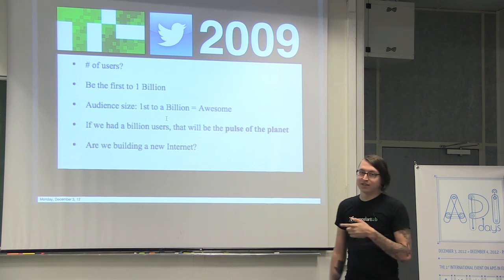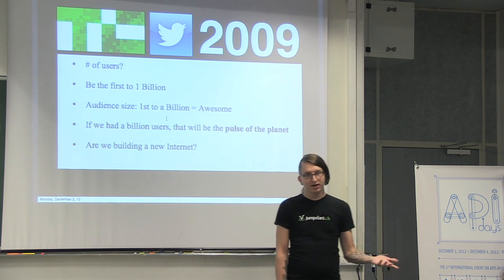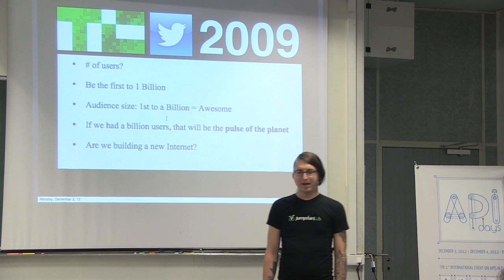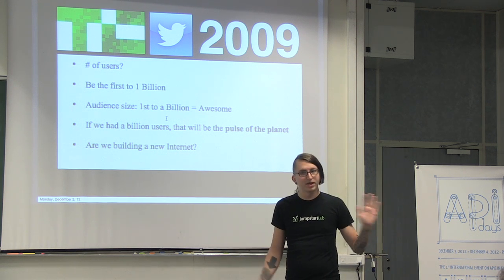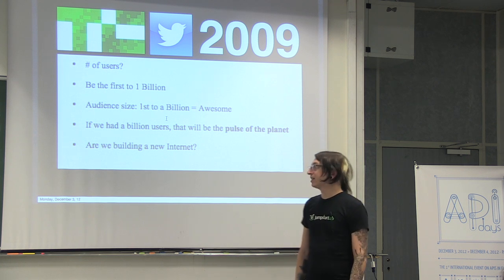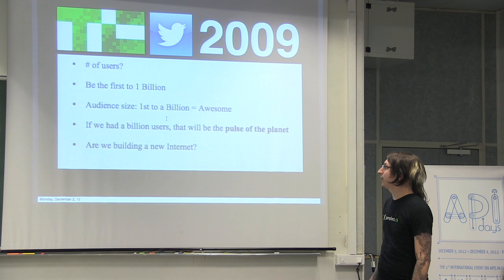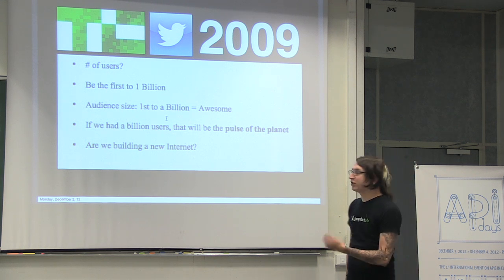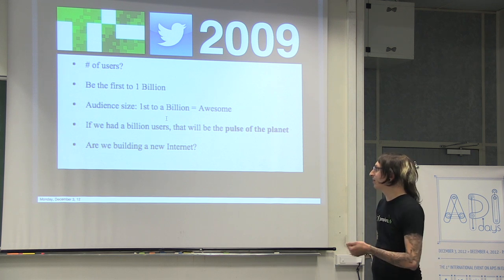In 2009, some people inside of Twitter leaked internal documents to TechCrunch. Or maybe they did it on purpose for marketing, whatever. But the point is that TechCrunch came into control of some documents. And this is the stuff that they said, right? They're talking about number of users. We want to be the first to 1 billion users. The first to 1 billion is awesome, right? They're always trying to grow the pie of people.